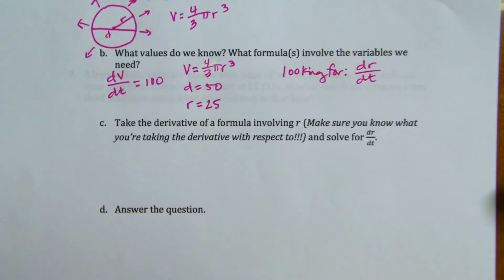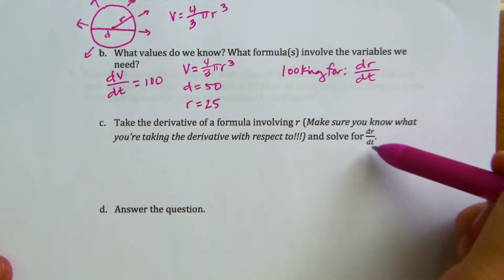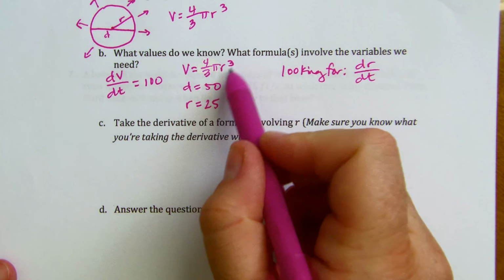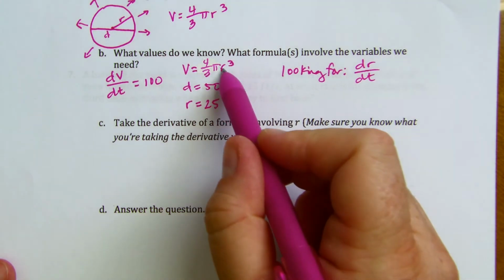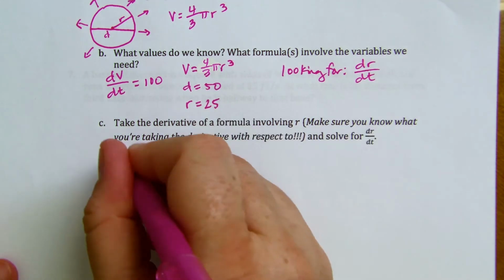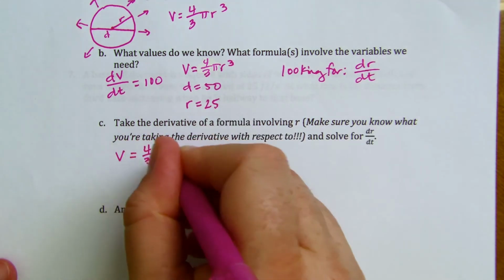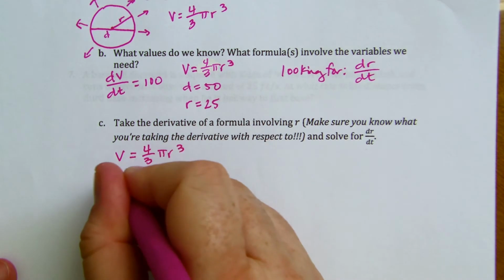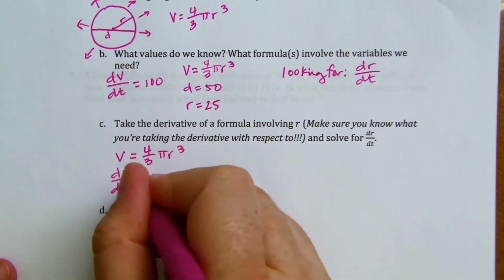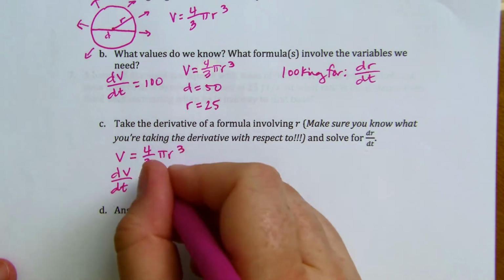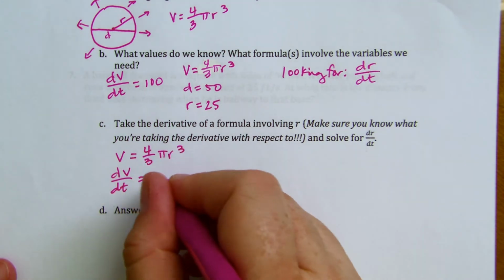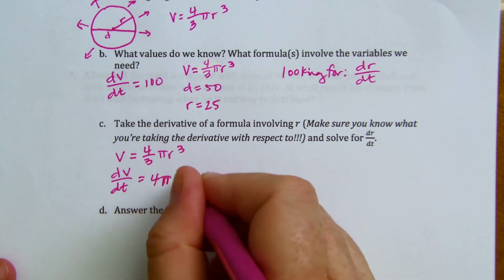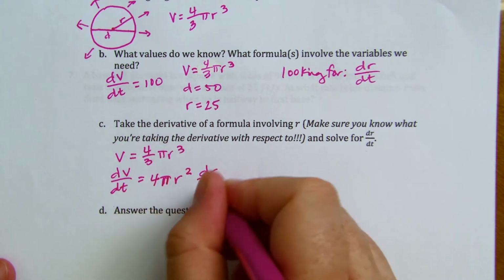So part C says, take the derivative of the formula involving r. Make sure you know what you're taking the derivative with respect to, and then we want to solve for dr dt. So this is the formula we're trying to differentiate. There's only one variable this time, so there's no product rule or anything like that. So we have V equals 4/3 pi r cubed. When I differentiate, I have dV dt is equal to, bringing that 3 out front, it will reduce with the 3 in the denominator, so I just have 4 pi r squared dr dt.